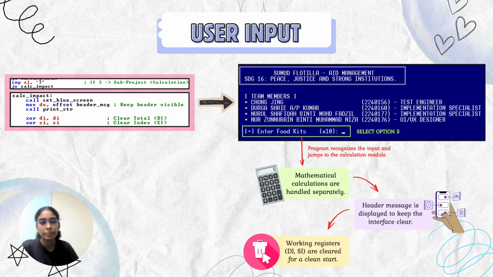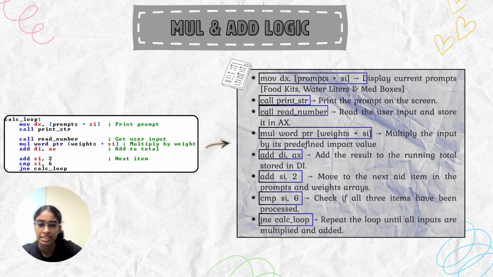Now let's take a look at what happens when the user inputs option 3. The program then enters the calculate impact section. Here the screen is cleared and the header becomes visible to provide context. We then reset the total impact value to 0 using the exclusive OR, XOR, destination index to destination index, and clear the index for looping using exclusive OR, source index to source index. Next, let's enter the program's calculation loop.